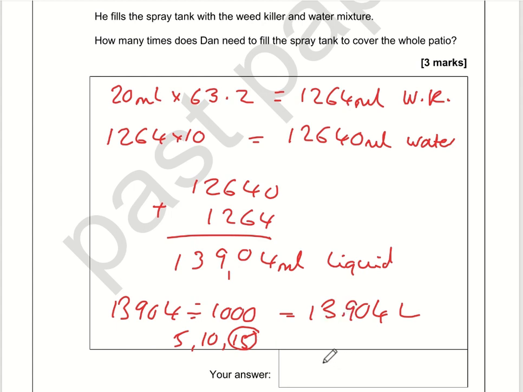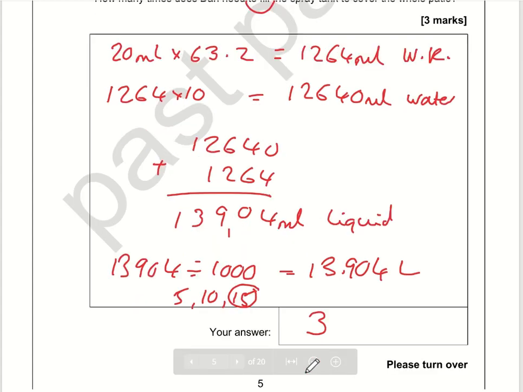So the answer is, how many times does Dan need to fill the spray tank to cover the whole patio? Depends what you understand by fill. For me, filling in this case means putting some liquid in it. If your interpretation is completely fill it, right to the top, then the answer would be 2. But here, in my opinion, I think the more sensible answer is 3.